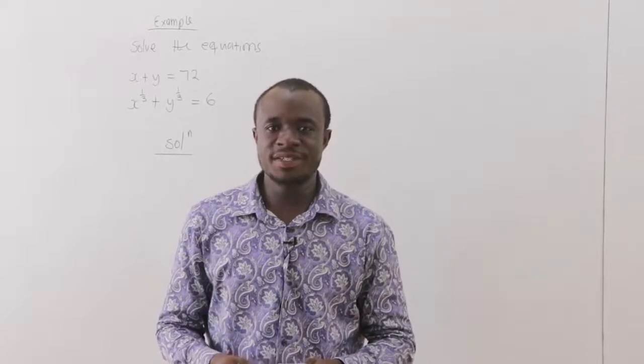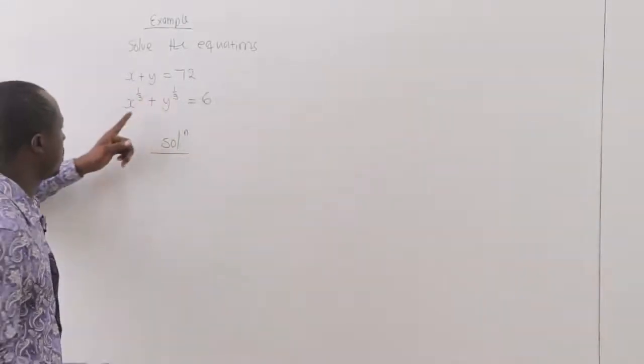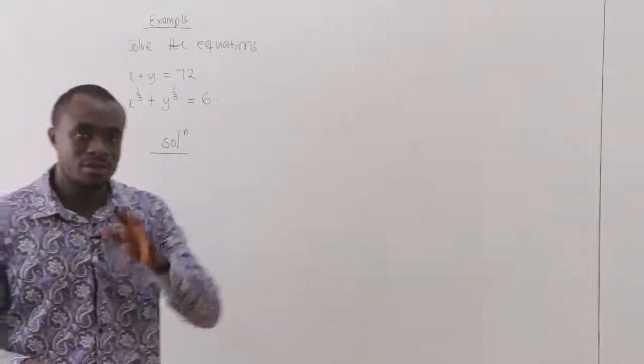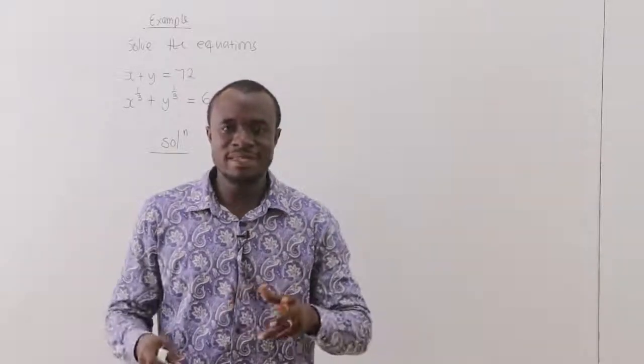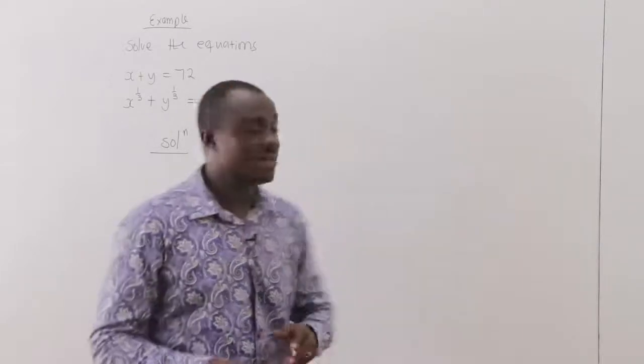Now let's consider this example. Solve the equations x plus y equals 72, then we have x to the power 1 over 3 plus y to the power 1 over 3 equal to 6. Pause the video and try the question yourself. Later, you can then compare your final answer.